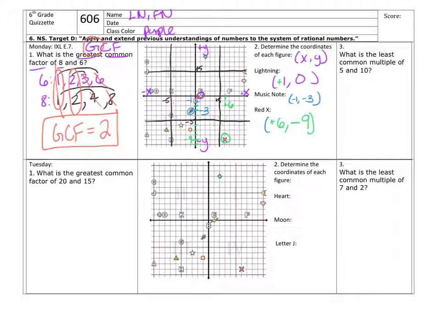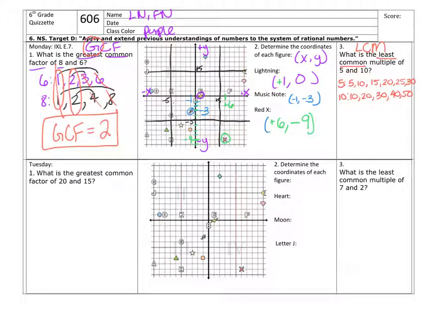Number 3, what is the least common multiple? So you guys know this as LCM, lowest common or least common multiple. So I'm going to write the multiples of 5 and the multiples of 10. So just list them out. 5, 10, 15, 20, 25, 30. I'm going to write until I run out of room. Then the multiples of 10 are 10, 20, 30, 40, 50.